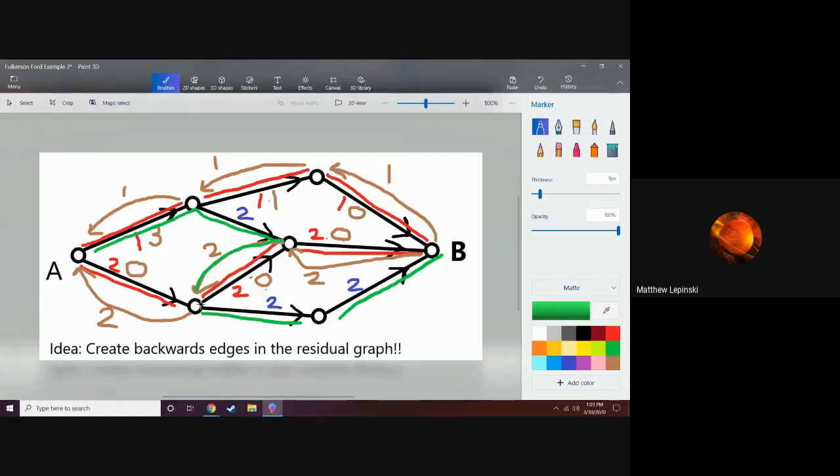Once I undo that decision, I then have extra flow sitting at this south node that came in this way. And so I can go and send that along this green path. So this green path in the residual graph, once I introduce the backwards edges, allows me to find ways to get more flow to B by rethinking earlier decisions.